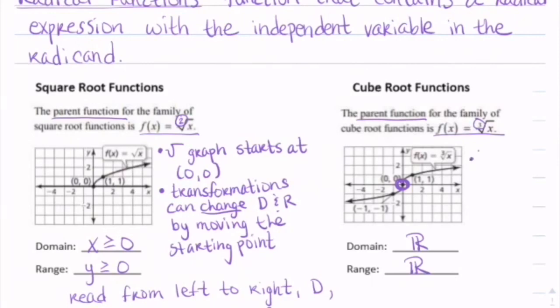Okay, so transformations do not change our D and our R, our domain and our range, when we are talking about a cube root function, because our domain and range to start with is all real numbers. And so that doesn't change by just shifting that center point.